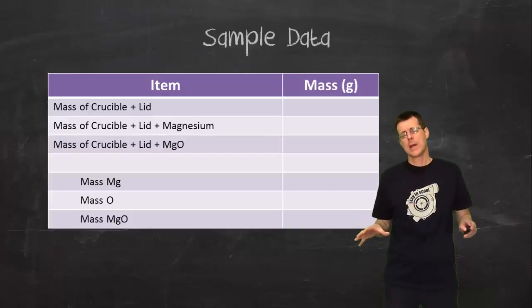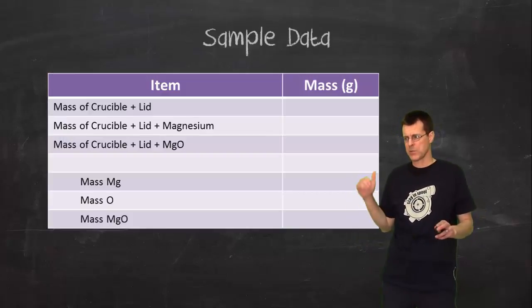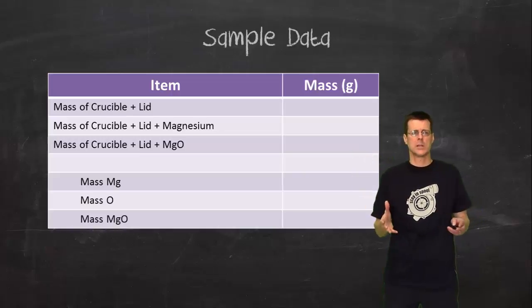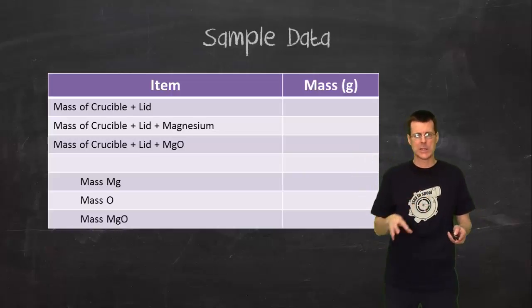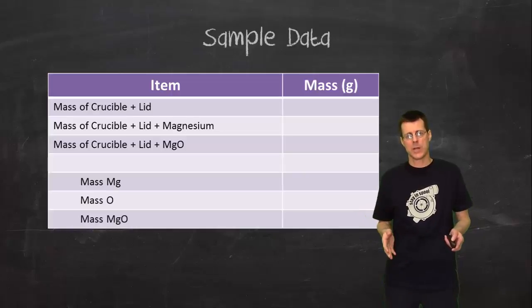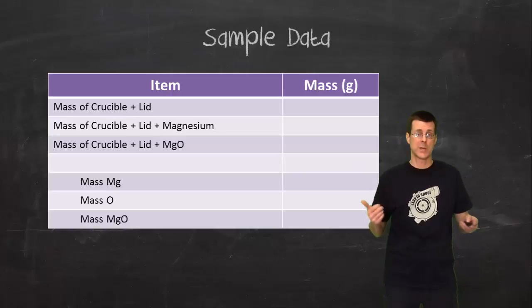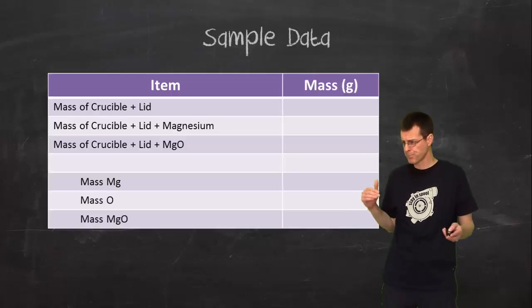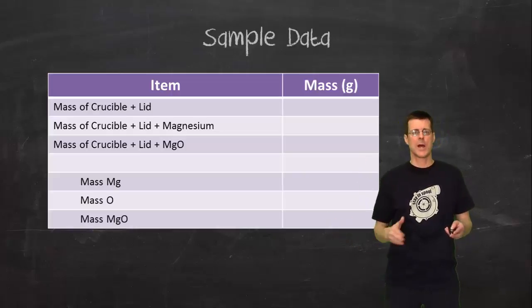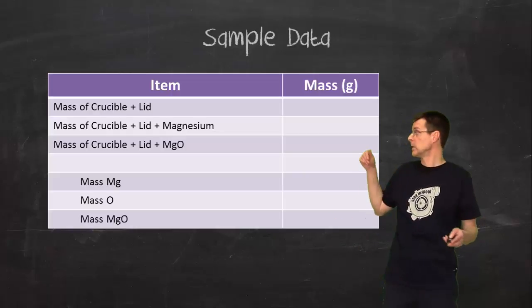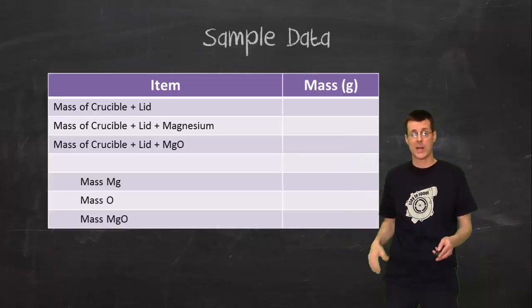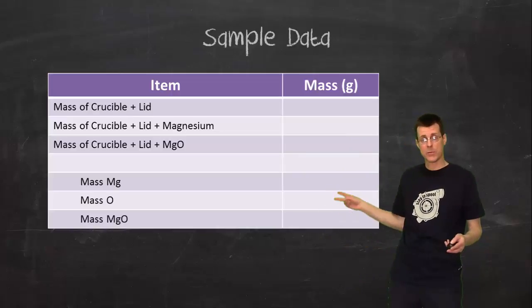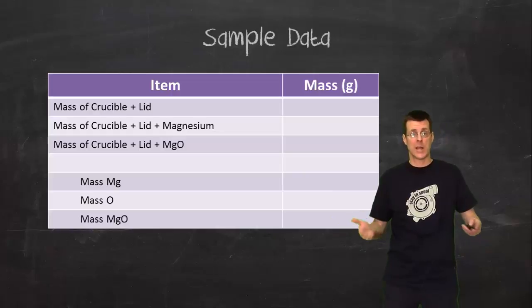Okay, you're going to have a data table that looks something like this. So you're going to be finding the mass of a crucible and lid. That's just a container that has a lid on it. And then you're going to put some magnesium into that crucible. You're going to do some stuff to it. And when it's done, what you should have is magnesium oxide. So you find the mass, 3 of those masses, the top 3. The bottom 3 masses, that's where you ignore the container and just get the data that you need for the lab. So it's these bottom 3 masses that you're going to be using in the actual calculations for percents.